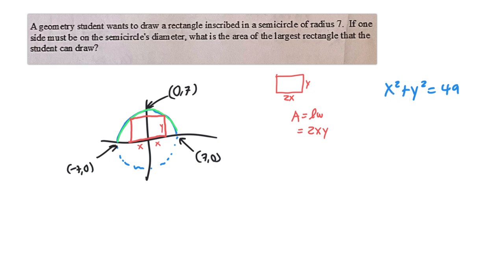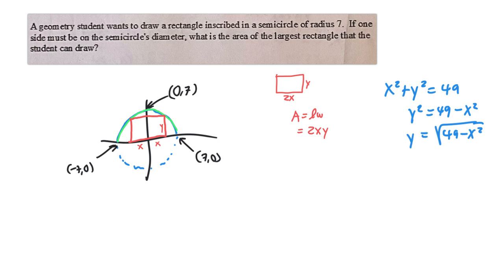However, we are dealing with a semicircle. So often when you're dealing with a semicircle, you want to solve for y. You could do that by subtracting x squared from both sides. You have y squared equals 49 minus x squared. You could then take the square root of both sides, and then you would have the square root of 49 minus x squared. Now, at this point, you might be wondering, aren't I supposed to do a plus or minus here?